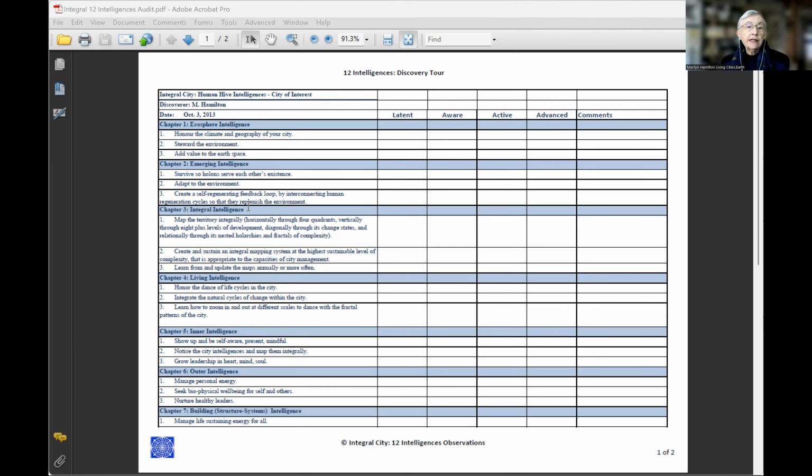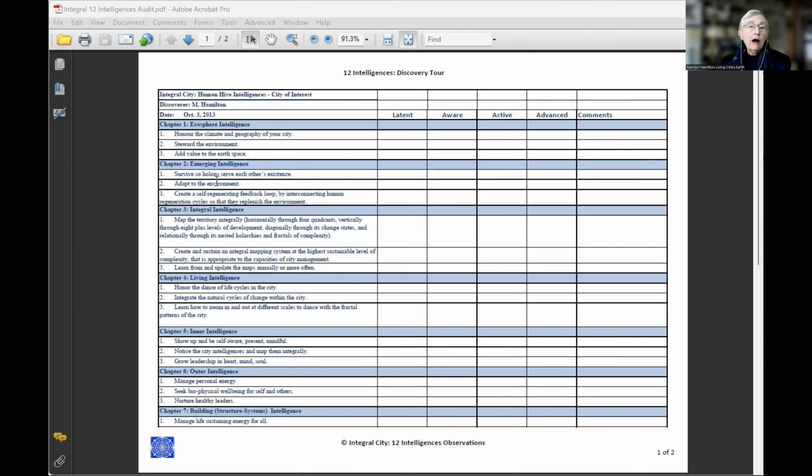The second one is emerging intelligence. And here's what you would observe for an emerging intelligence. Are you surviving so holons serve each other's existence? What's a holon? It's a whole system. So one way would be to say, are individual people surviving so they're supporting the living of other people? Are humans surviving so they're supporting the life systems of other non-human beings? Are they supporting what we call biodiversity in their city?